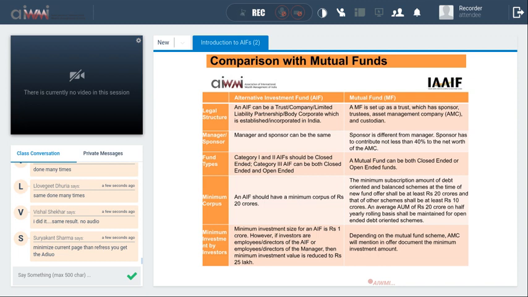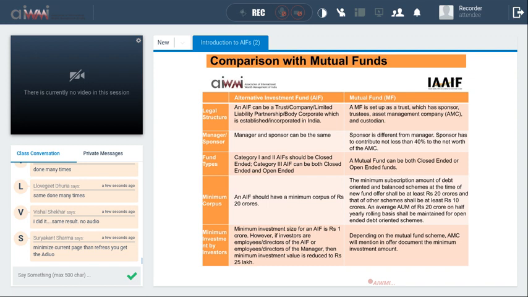However, about 95 to 97% of AIFs are all set up as trusts. So in that respect, AIFs are very similar in terms of structure to a mutual fund. What really happens in a mutual fund is there is a trust, which is actually the fund, where the money comes in and where the investments are held. The trustee is the body responsible for the affairs of the trust.